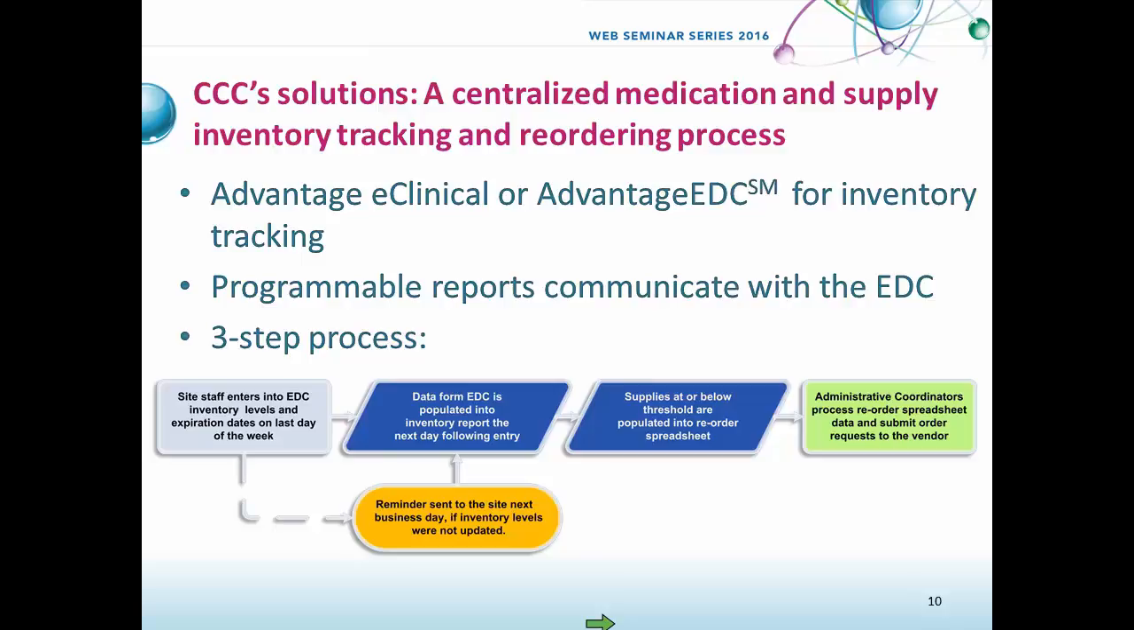The information is then populated into an inventory report the next day following the data entry. If the inventory was not submitted, a reminder email is sent to the site staff. Supplies that are at or below the threshold are then populated into a reorder spreadsheet. The CCC administrative coordinators would then process the orders and submit the request to the vendors. Resupply thresholds are sometimes adjusted periodically based on the rate of enrollments at the sites.